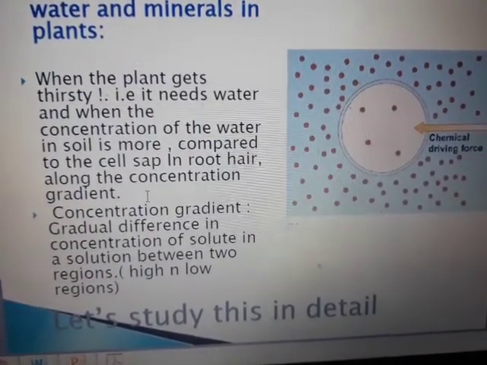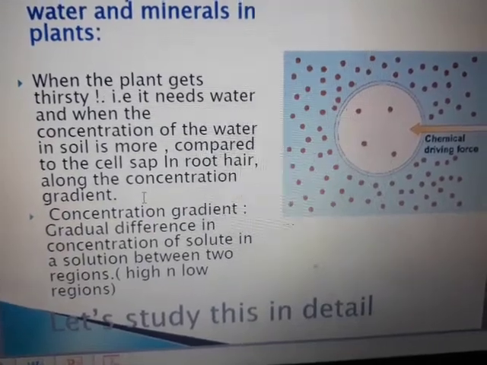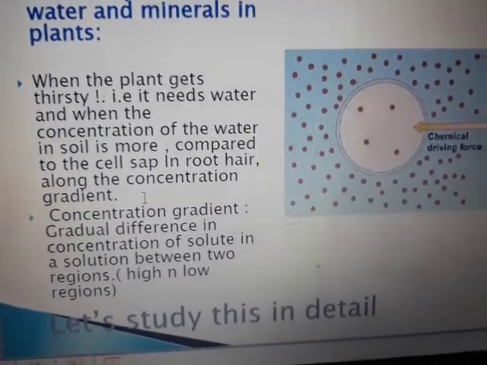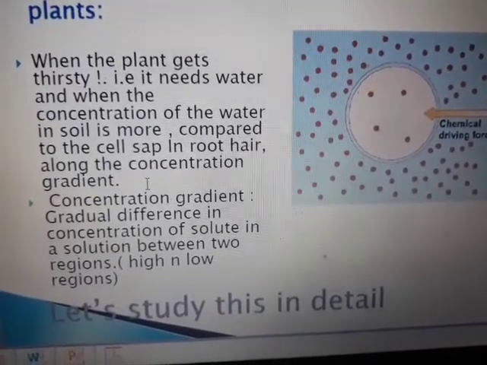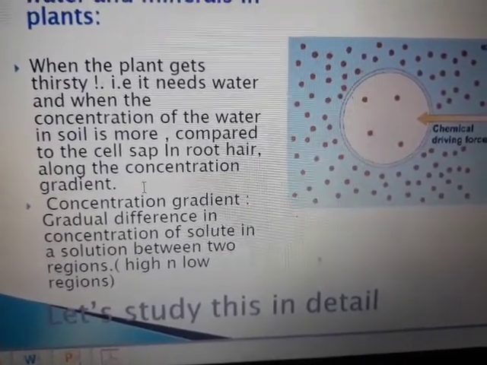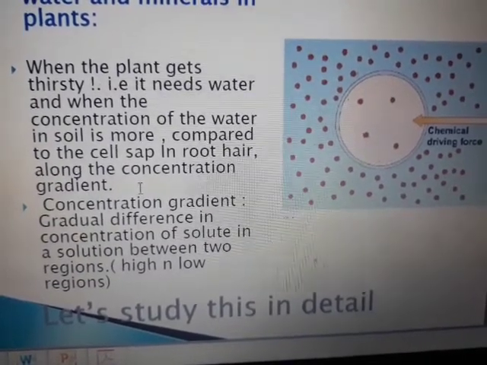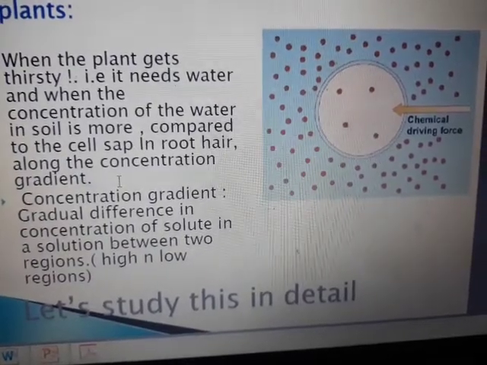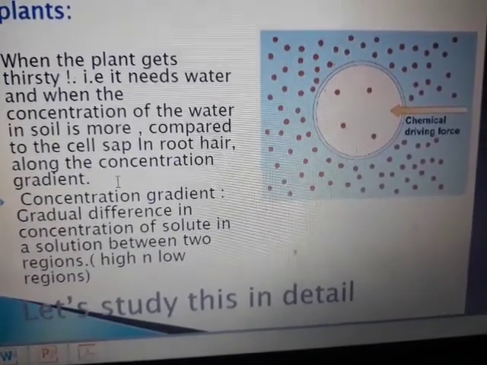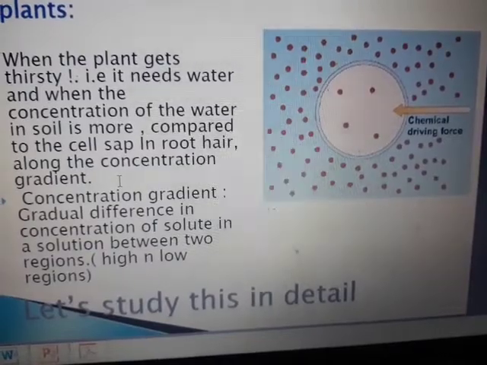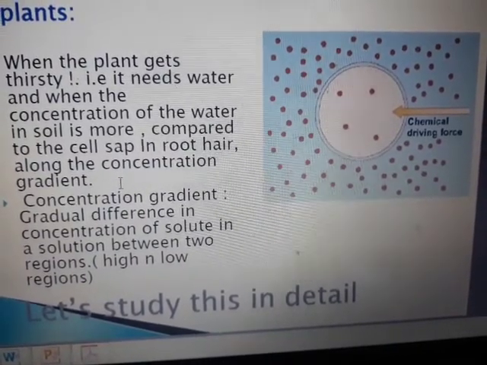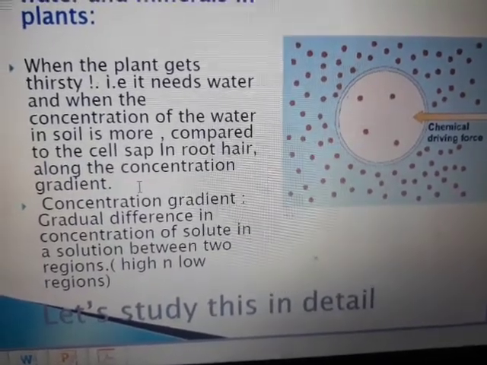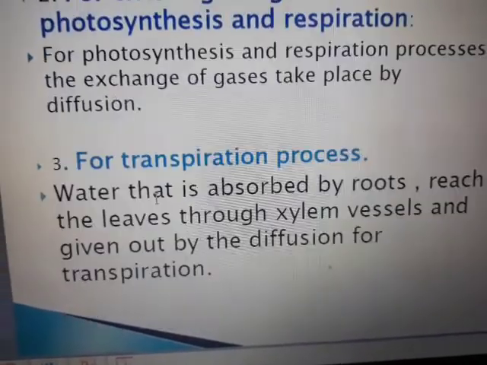But let us first see that in plants, this process is used for the absorption of water and minerals in the soil. So it says that when the concentration of water in soil is more as compared to the root hair, inside root hair there will be this small structure called cell sap, or you can say vacuoles, which store the cell sap, and the concentration is low in plants. So it will get thirsty, it will start absorbing the water that is present in the nearby soil by the process of diffusion. Okay.